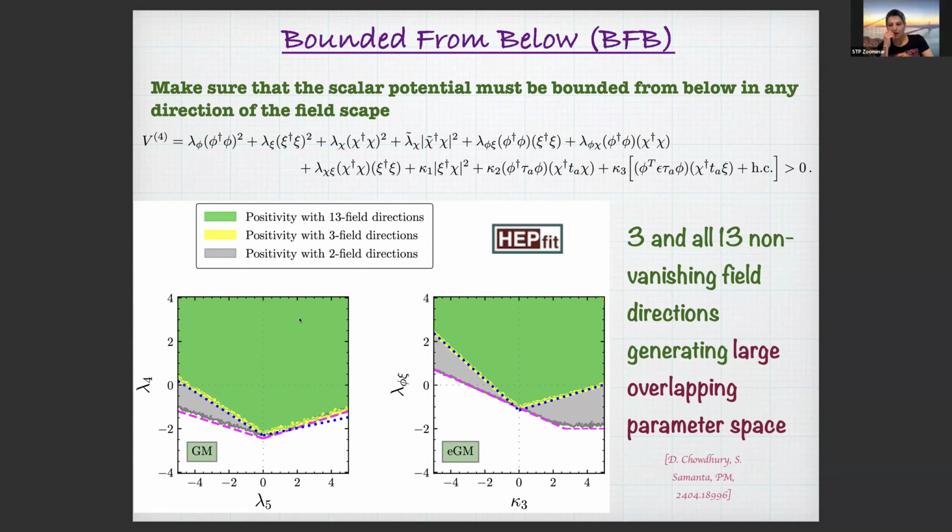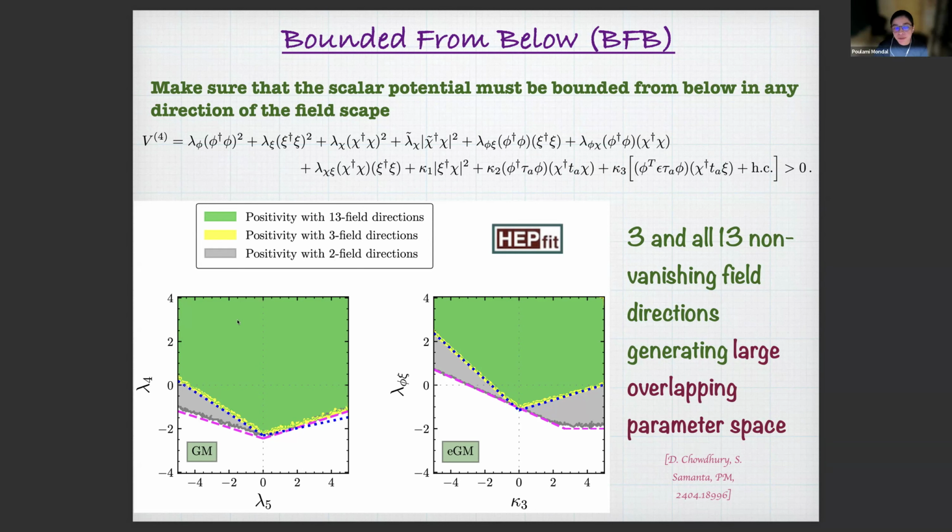Yes, questions. So I see your lambdas and kappas are going to quite large values, around 4. Is this still...? No, this is just a comparison of the bounded from below constraints. We have not put anything else here. This is just to compare how the bounded from below constraints taking two field directions or three field directions vary. Yes, this is just checked at tree level, the bounded from below. Yes. Okay, tree level.